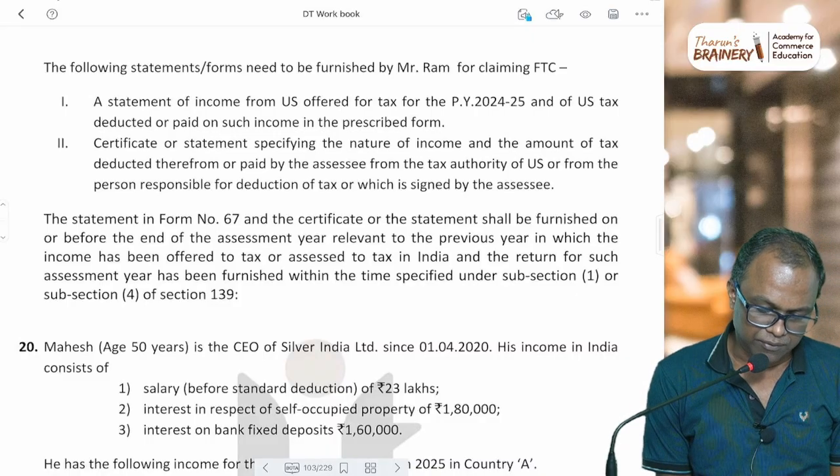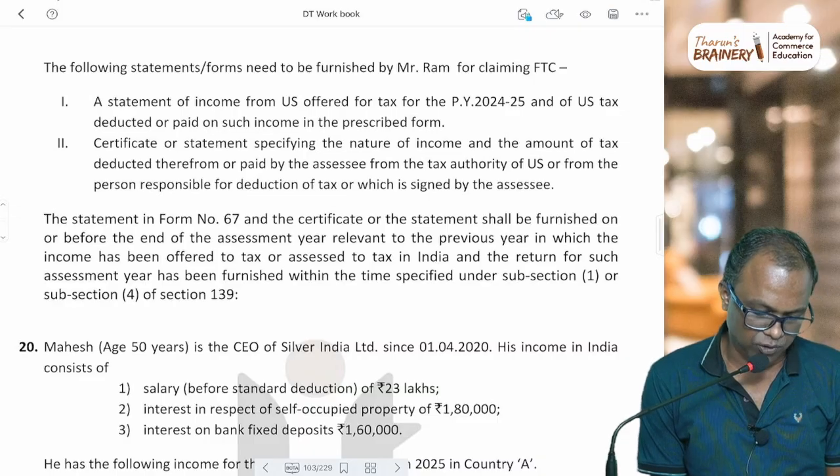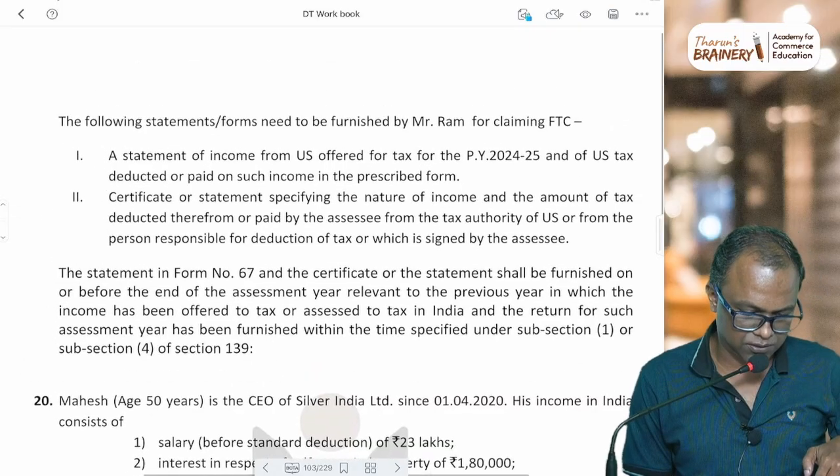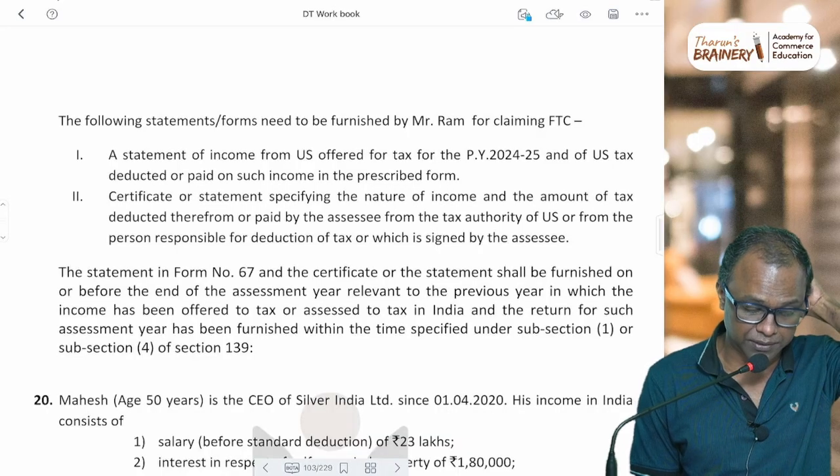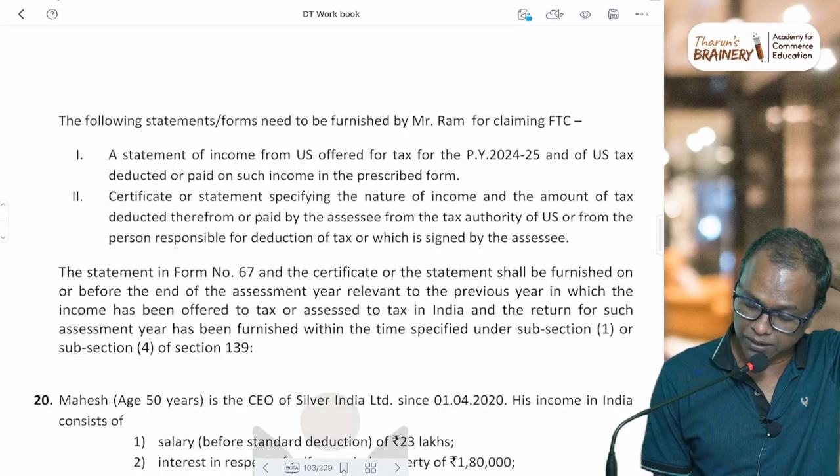So before the end of the relevant assessment year, he has to furnish this form. So this is the solution. Okay. So double taxation relief is also over. Last part of the study material in this chapter, they are putting a BPO taxation.